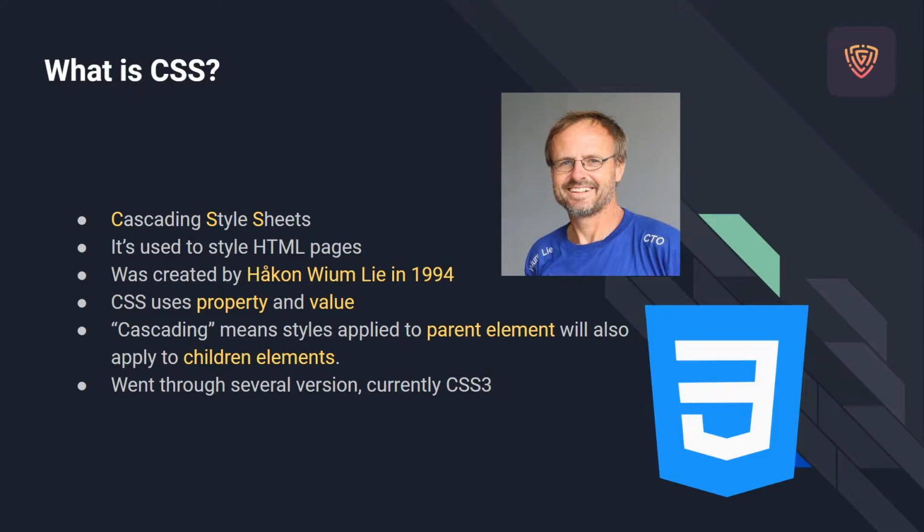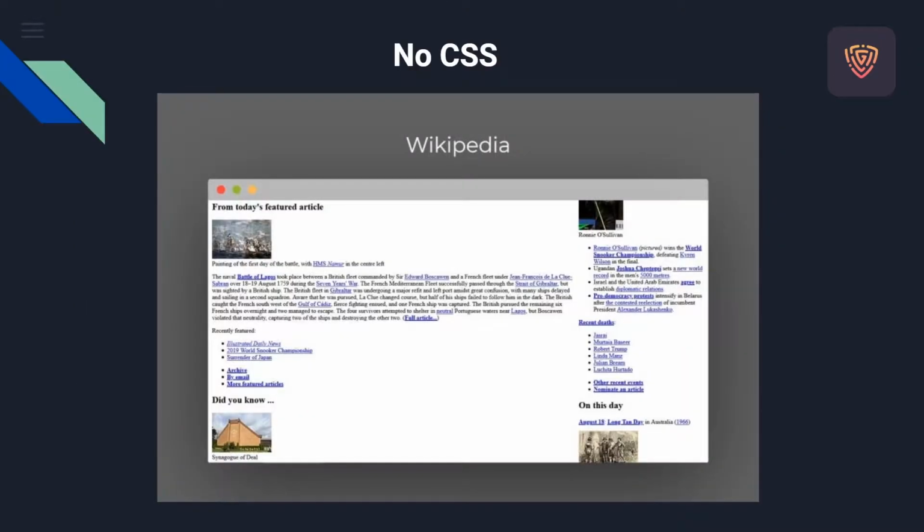The cascading part of CSS means styles applied to a parent element will also be applied to child elements. And just like HTML, CSS also went through several versions, and the current version is CSS 3. Before CSS, websites looked like this. It was only HTML. You could see the text, you could see the links and things like that, but there was nothing that was organized.